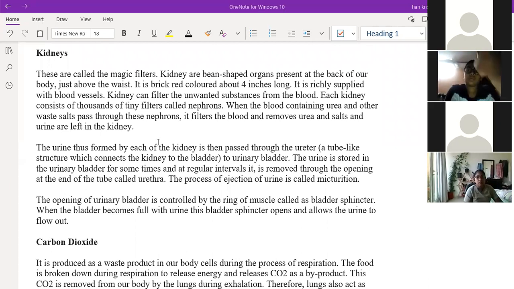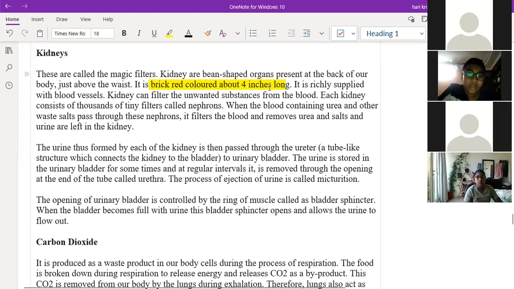Okay, good. So kidneys are called magic filters. What is the shape of the kidney? It's a bean shape. Okay, where is it present? Back of our body, just above the waist. So what is the color of this kidney? Sir, brown. Brick red. Brick red color and almost 4 inches long. It will be a reddish brown. Yeah, brick red or reddish brown, both are the same.